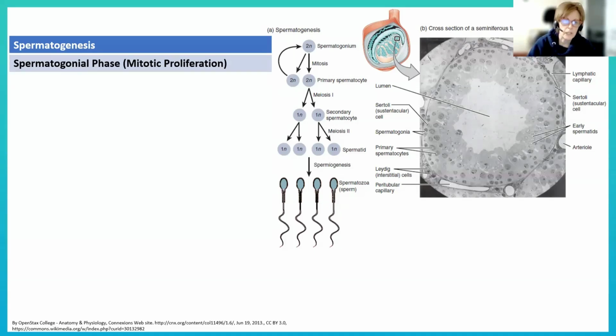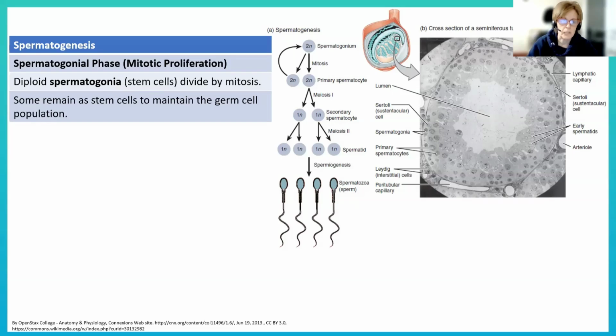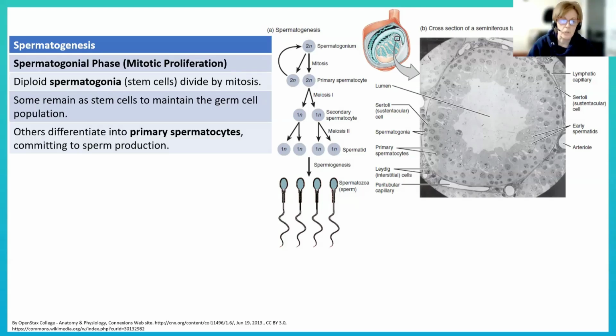So there's the initial phase, the spermatogonial phase. It's a mitotic proliferation. So that means copy, paste, copy, paste, copy, paste. So we've got these diploid stem cells that are dividing by mitosis. You get exact copies when something's dividing by mitosis. Some will remain as stem cells, so they're there to be copied to maintain the germ cell population. Others will differentiate or specialize into these primary spermatocytes, so primary sperm cells.